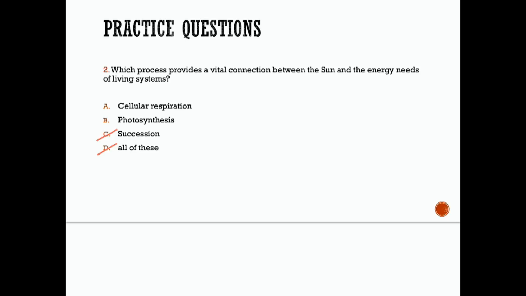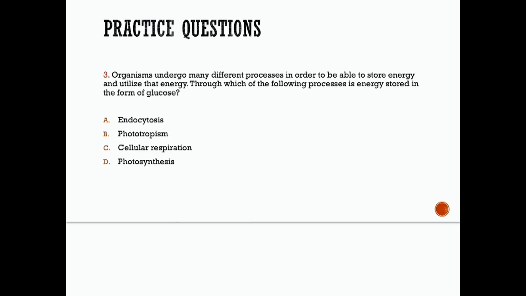Remember, producers like plants are able to transform the radiant energy of the sun into chemical energy. Remember, it needed the sun and it needed water and it needed carbon dioxide to be able to do its thing. So the answer for this one will be B.